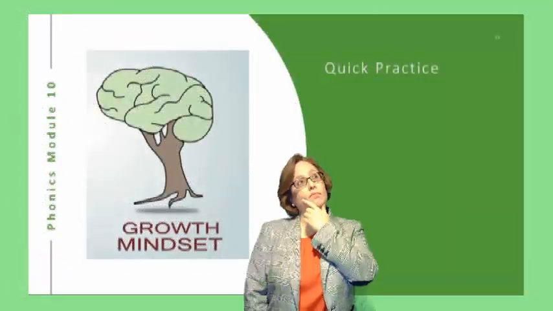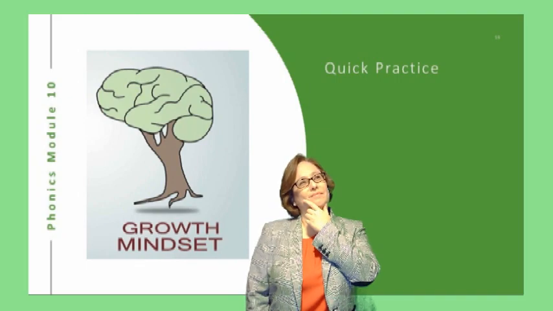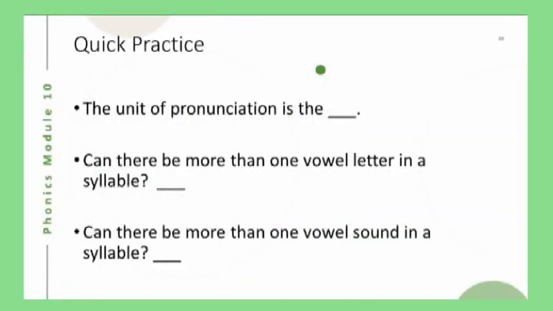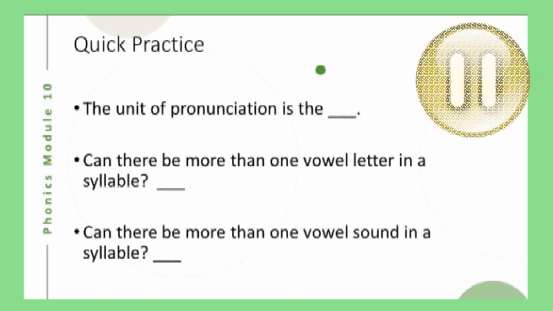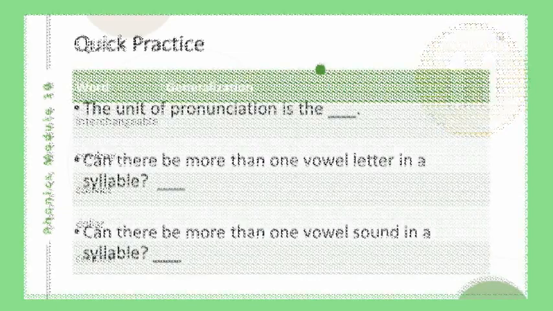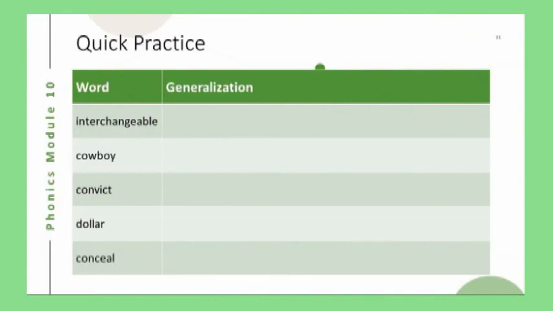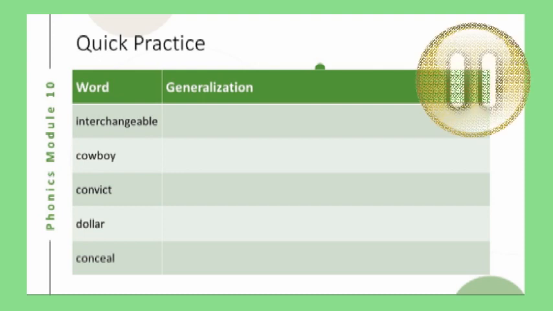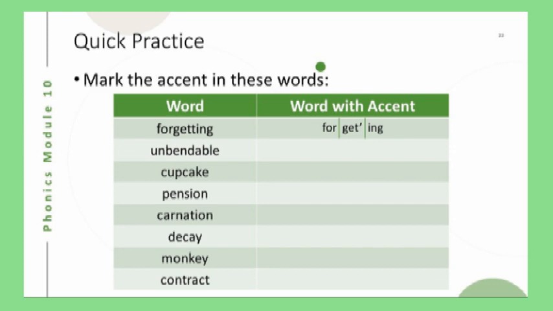Let's take a quick break and practice what we have learned so far. The unit of pronunciation is the. Can there be more than one vowel letter in a syllable? Can there be more than one vowel sound in a syllable? We studied several generalizations concerning the placement of accent marks. State the generalization that applies to each of these words. Mark the accent in these words. The first one is done for you.